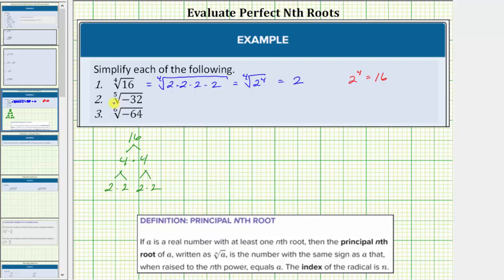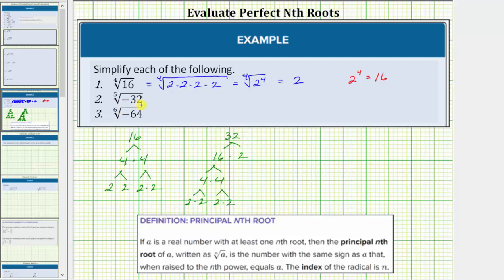Next we have the fifth root of negative 32, so we're looking for a real number raised to the fifth power that's equal to negative 32. Let's ignore the sign for a moment and determine the prime factorization of positive 32. Well, 32 is equal to 16 times 2, and we already know the prime factorization of 16 is 4 factors of 2, which means the prime factorization of 32 is equal to 5 factors of 2, but we're trying to determine a real number raised to the fifth power that's equal to negative 32.